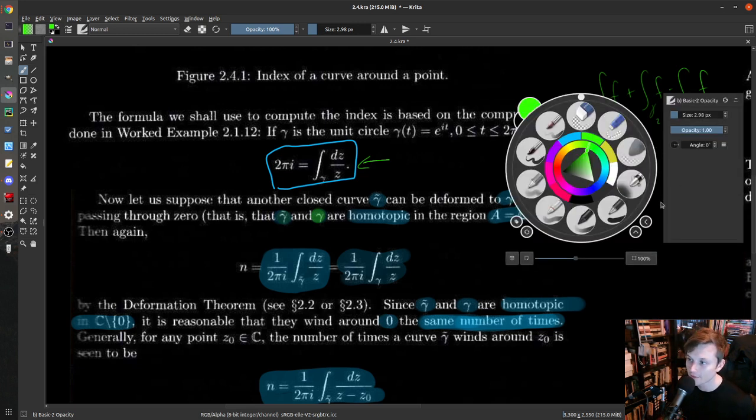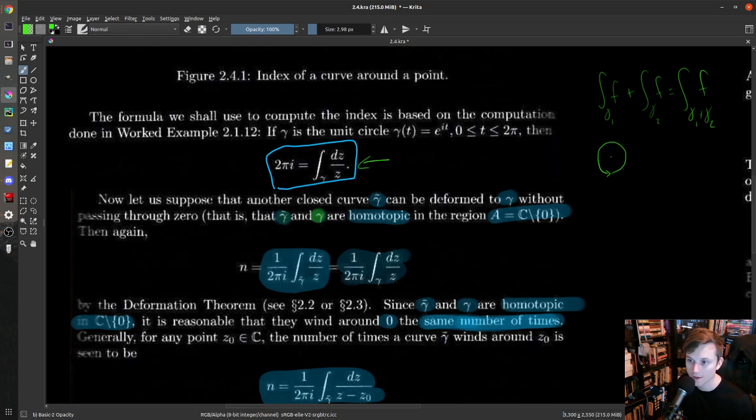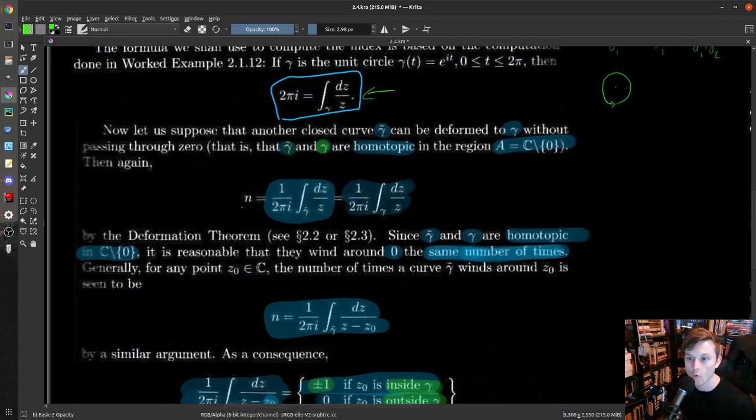So it's not necessarily unreasonable to think that the quantity measured by 1 over 2 pi i times the integral around some curve of this is going to count what we want. So we know via deformation theorems that if you bend up a curve a little bit, bend it without passing through zero, that is, if they're homotopic in the region of the complex plane minus the origin, then it maybe is the case that they wind around the same number of times or something like that.